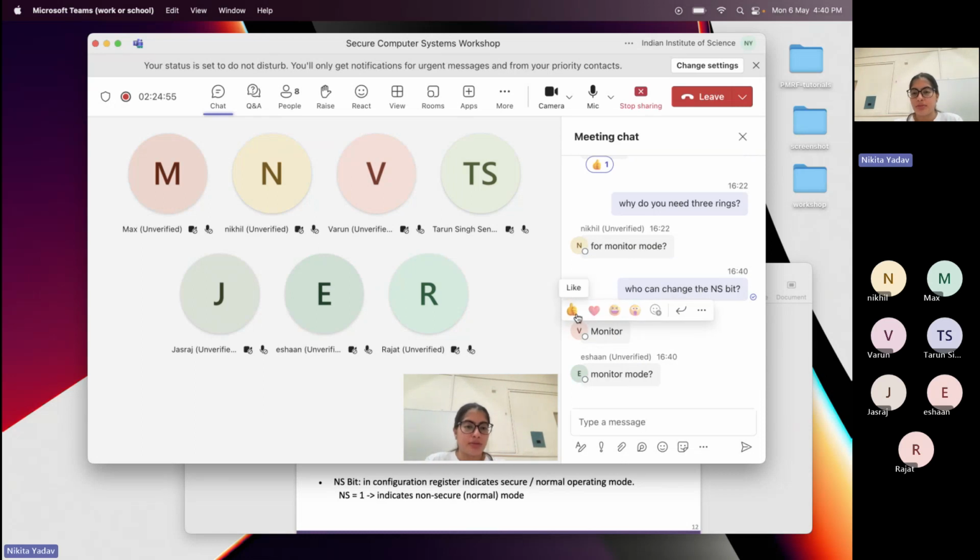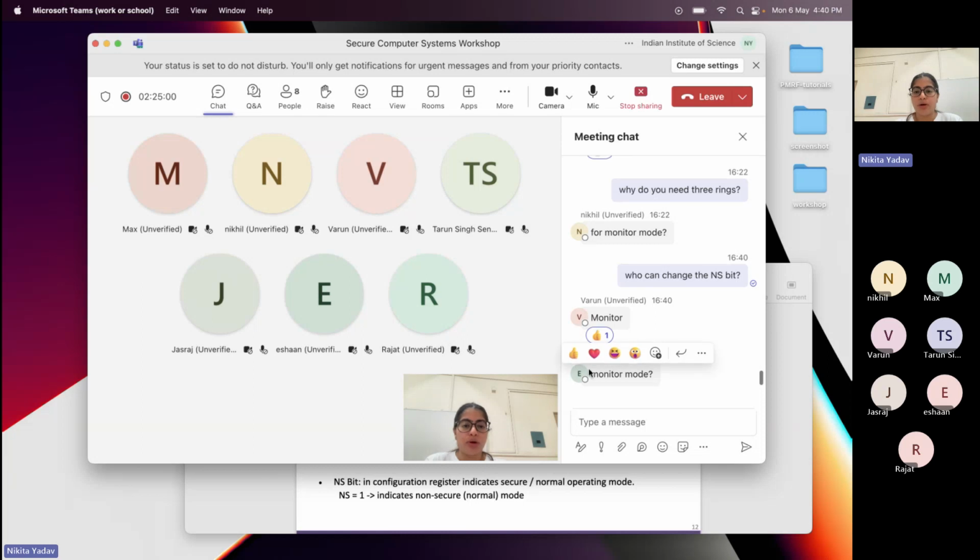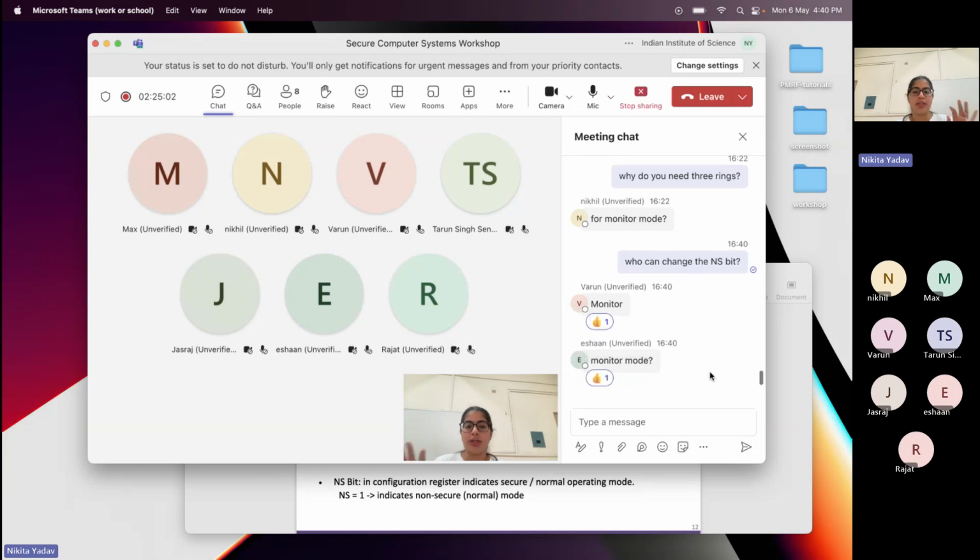Yeah, that is absolutely correct. So only your monitor can change this NS bit.